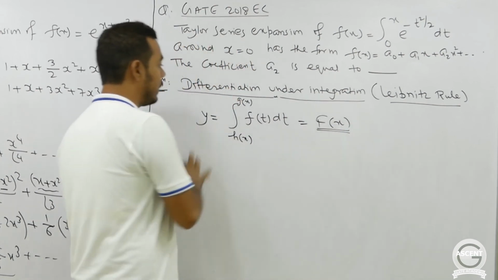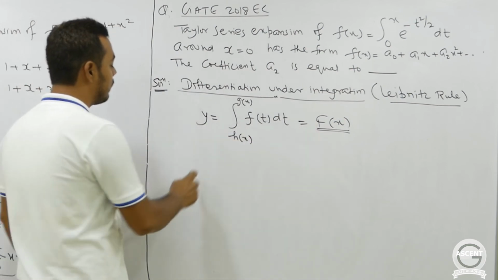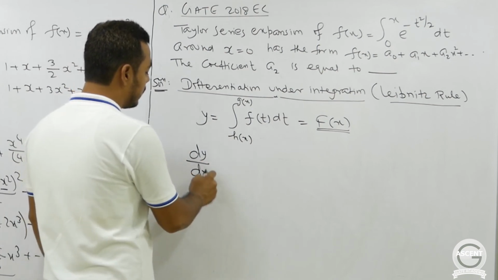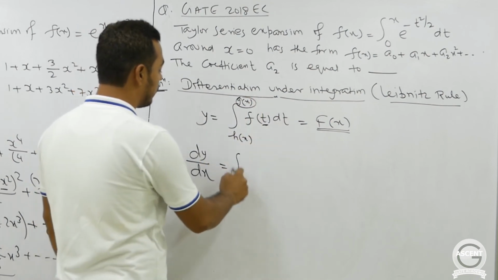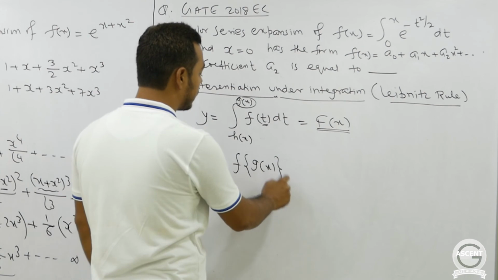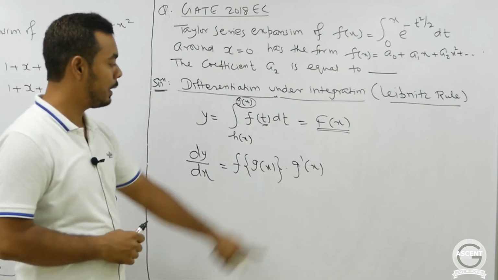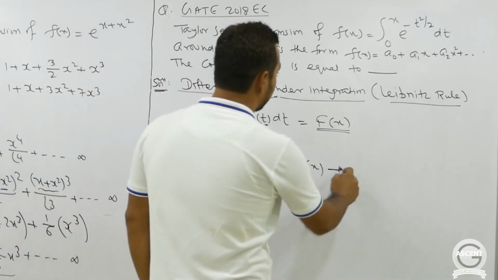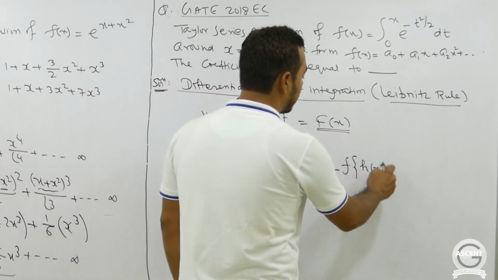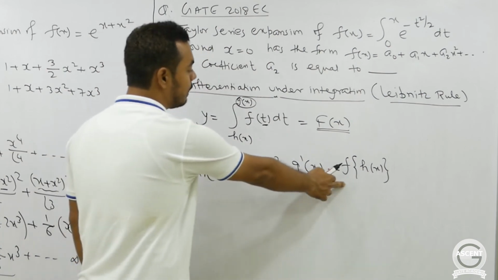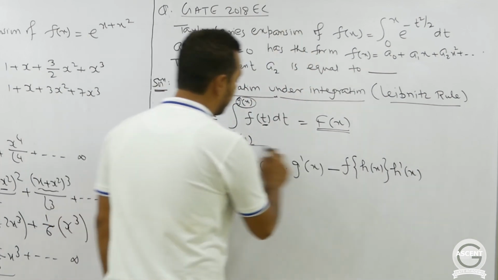Now the question is how to find the derivative of this function of x without calculating the integral. So here the formula will be dy by dx. This will be, first replace this t by upper limit g of x. So you will get f of g of x, and then multiply this term by the derivative of the upper limit, so g dash x, minus, now replace this t by lower limit, so you will get f of h of x, and then multiply this term by the derivative of this lower limit, so this will give us h dash x. So this is again a very important formula.